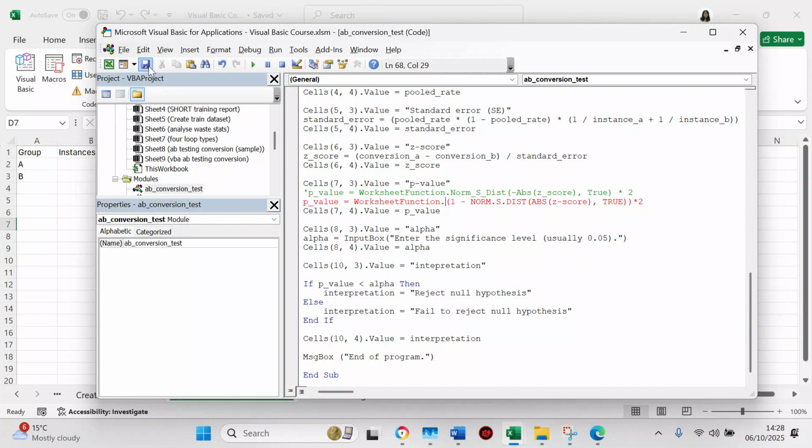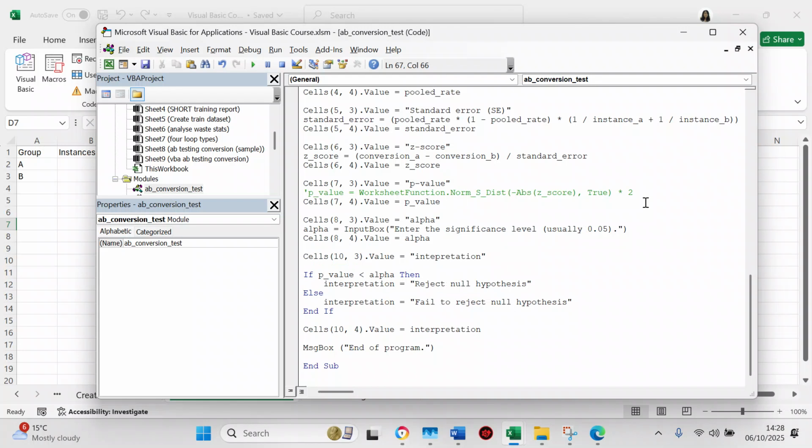It says Norm.S.Dist, and it won't let me do 1 minus Norm.S.Dist. So there's definitely a problem here. And I'll have to figure out what the problem is.